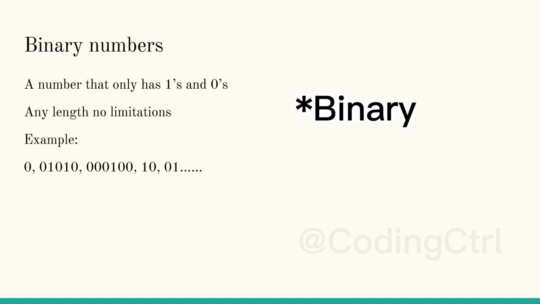Binary numbers, on the other hand, are numbers that contain only ones and zeros, and there are no limitations. So here's an example of a binary number. Notice how it only contains zeros and ones. So that's the difference between a decimal number and a binary number. On the next slide, I'm going to be talking to you about how to convert between the two numbers, along with some examples. So let's continue.